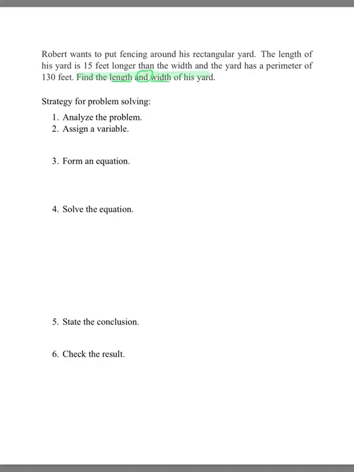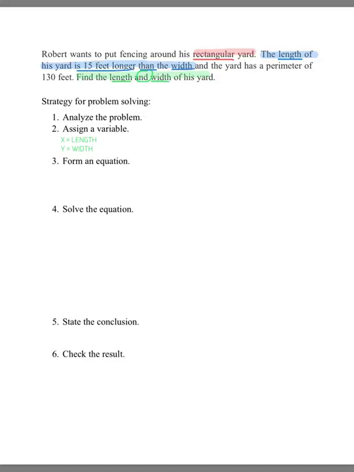So let us go ahead and assign those variables. We'll let x equal the length and y equal the width. Now that we've assigned a variable, let's go back to analyzing the problem and see what information we can extract. For starters, we know that his yard is a rectangular yard, so we're working with a rectangle. That's very important. And then we also know that the length of his yard is 15 feet longer than the width. So we have a relationship between the width and the length. The length is 15 feet longer than the width.